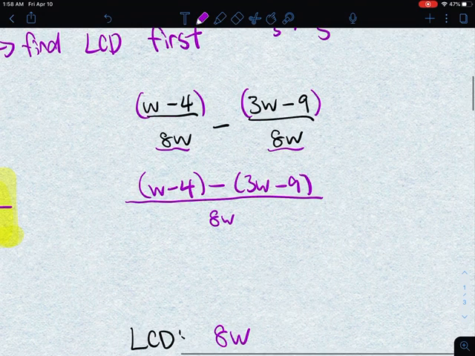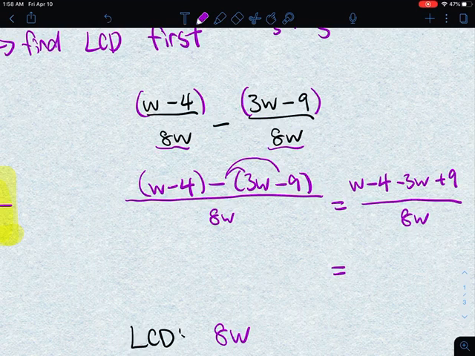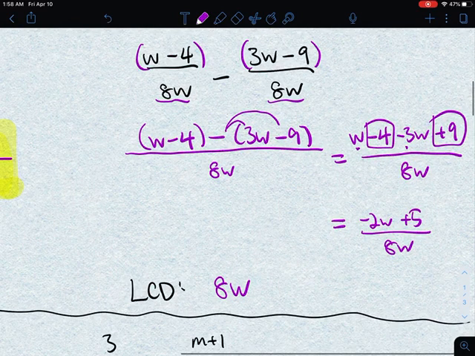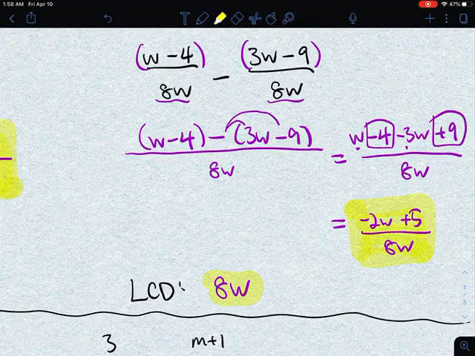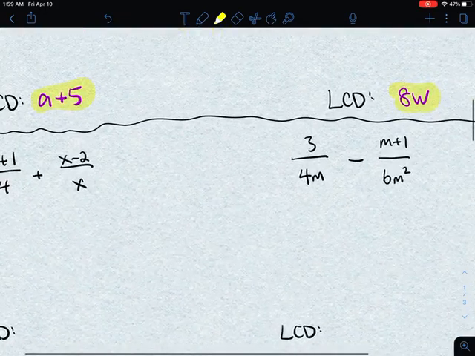So I'm going to add the parentheses in over 8w, and then what's going to happen is w minus 4, but then here I have to distribute my negative sign. So that's minus 3w, but then it's plus 9, over 8w. And now I can combine like terms. So w minus 3w is negative 2w, and then minus 4 plus 9 is plus 5, all over 8w. Once again, once you're left with one fraction, that's what you want, and we're good to go there. All right, a couple more.